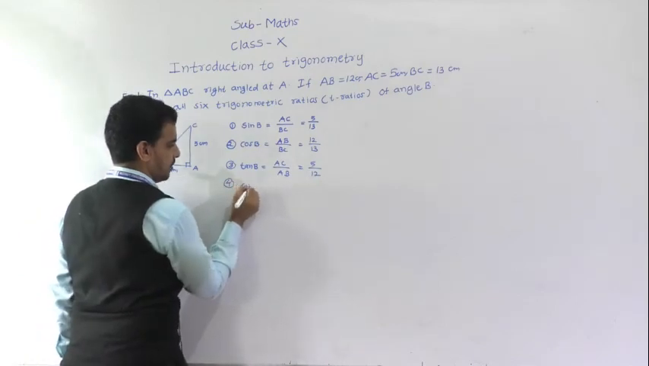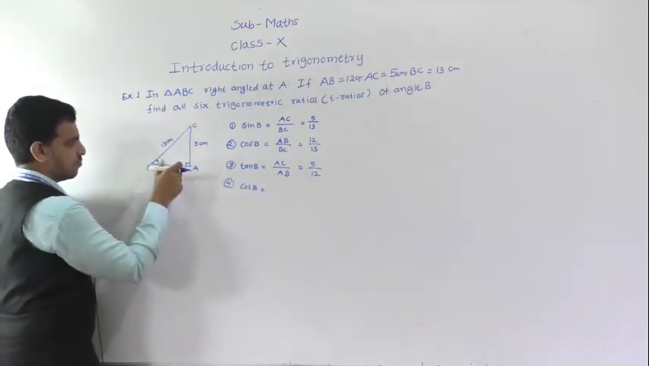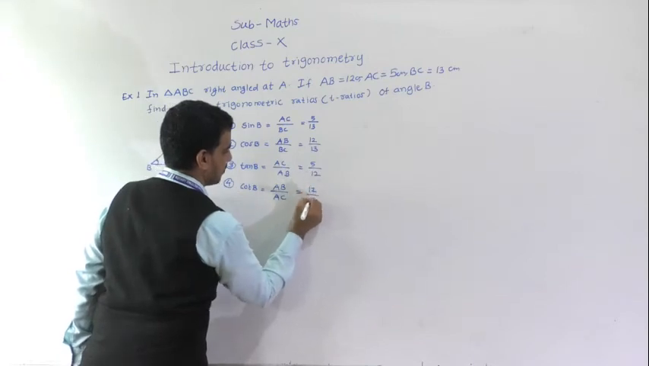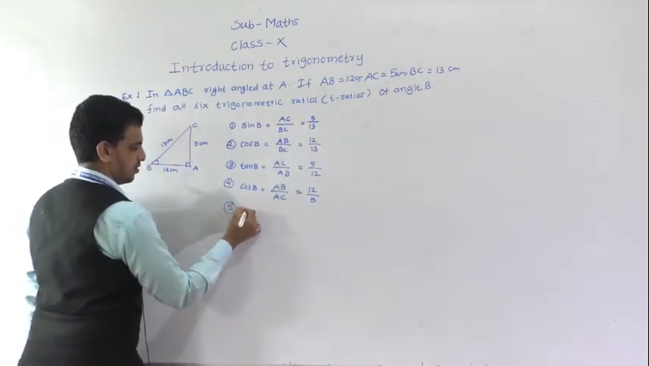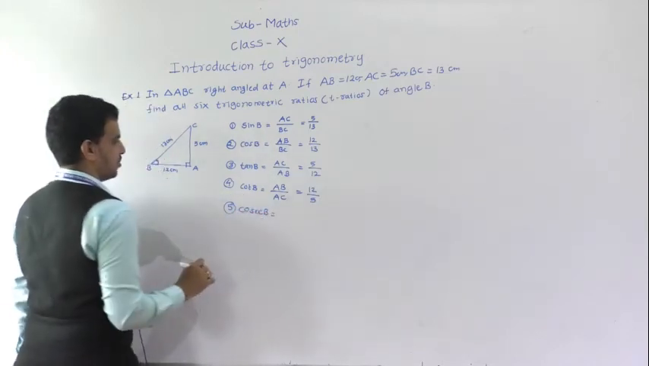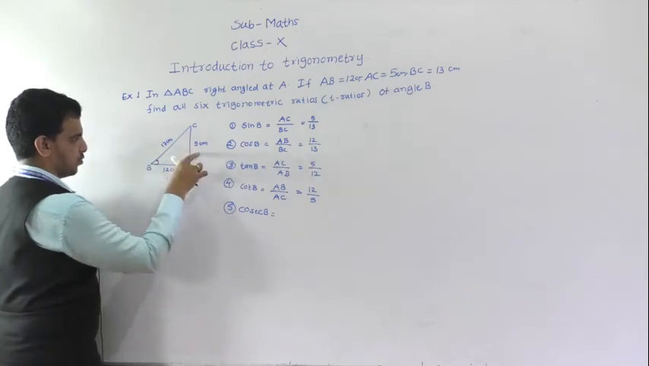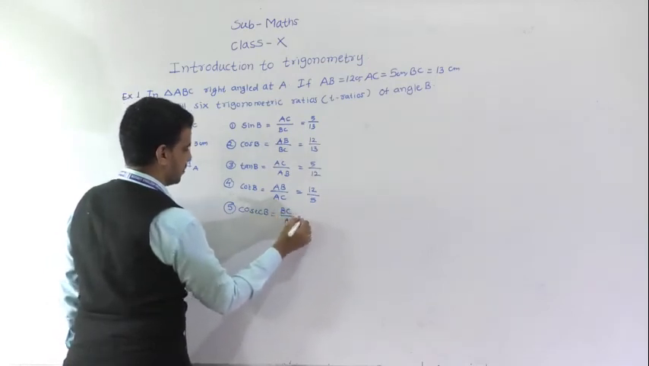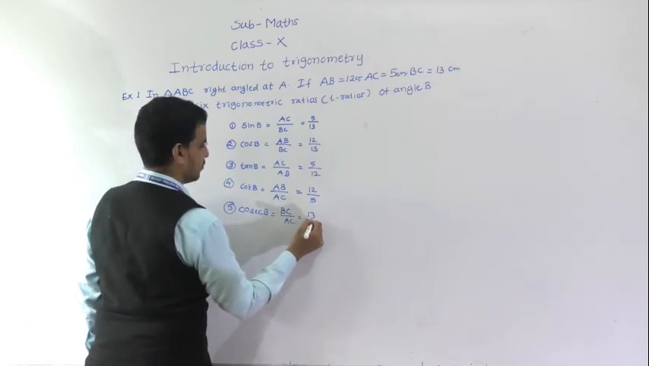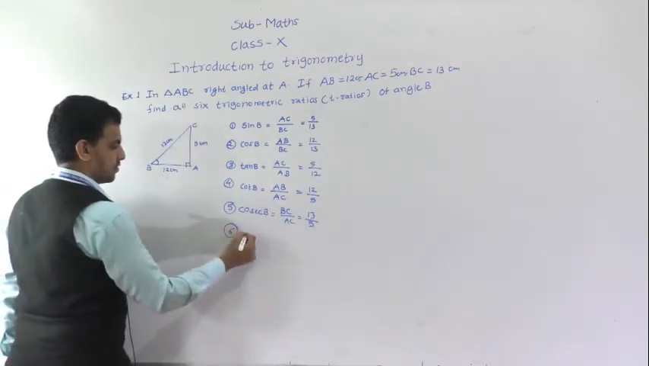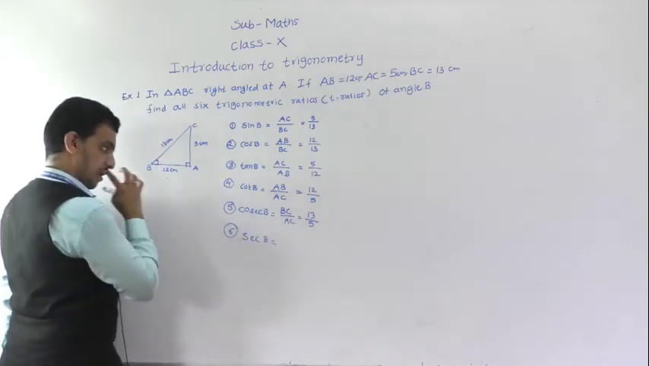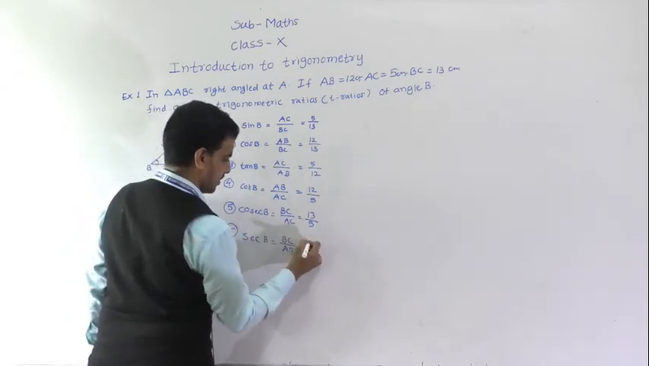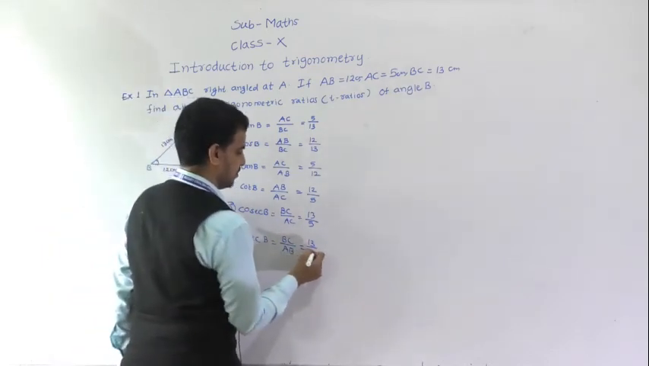So tan B is 5 upon 12. Next, cot B. Cot B is adjacent side upon opposite side. So adjacent side is AB upon AC, that is 12 by 5. Next, cosec B. Cosec B means hypotenuse divided by opposite side. So hypotenuse is BC, opposite side is AC. So BC divided by AC, BC is 13, AC is 5. And the last one is sec B. That is hypotenuse divided by adjacent side. So hypotenuse is BC, that is 13, divided by adjacent side 12.